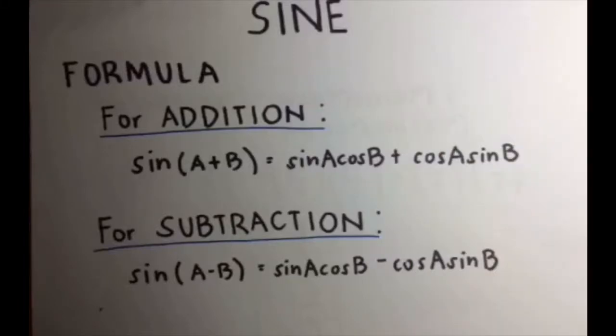Let us discuss first the sine. The formulas for the sum and difference of sine are, for addition, sine (A plus B) is equal to sine A multiplied by cosine B, added to cosine A multiplied by sine B. For subtraction, sine (A minus B) is equal to sine A multiplied by cosine B, minus cosine A multiplied by sine B.